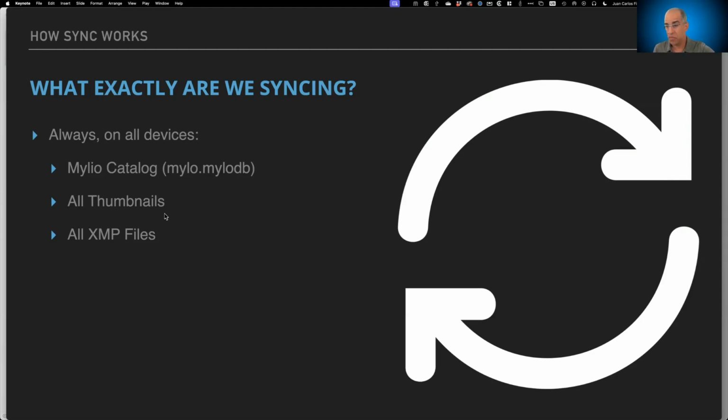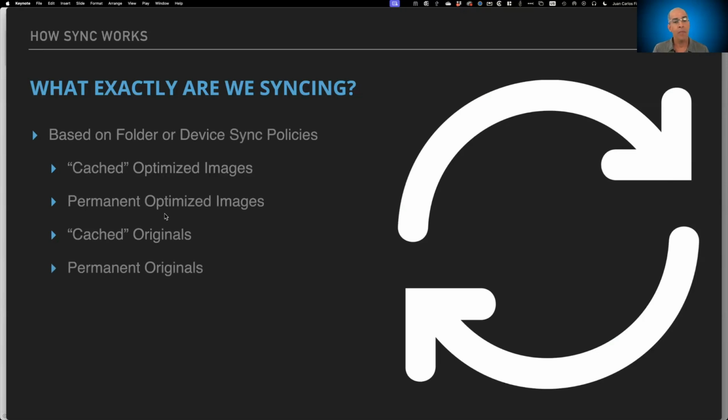So pretty small. Now, based on your device sync policy, what you've told every device to store locally, you might also synchronize cache optimized images. And cache means they're in the device, but they don't have to be in the device. Permanent optimized images, cache originals, or permanent originals. And we'll talk more about that. But obviously, the better the quality of the versions of the image that you're trying to keep in the device, the more storage that device is going to need.